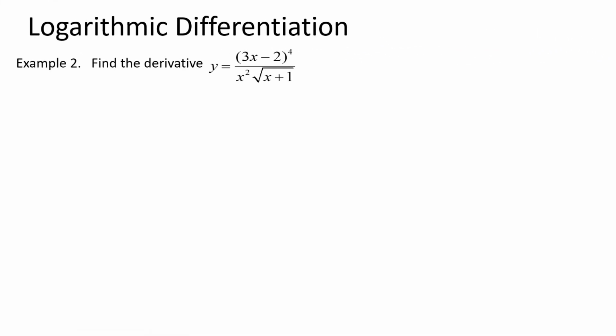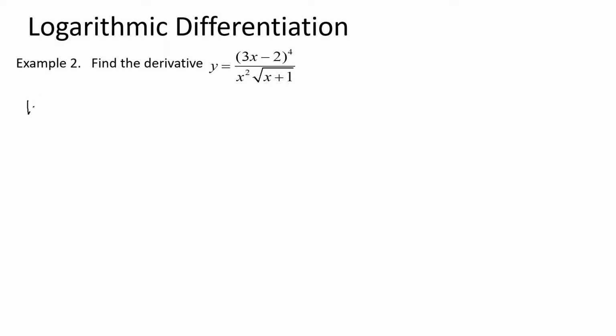Now let's look at a second example. The second example states find the derivative, and now your equation is (3x minus 2) to the 4th power over x squared times the square root of x plus 1. So once again, we're going to take the derivative using the logarithmic differentiation method. So we're going to take the natural log of both sides.